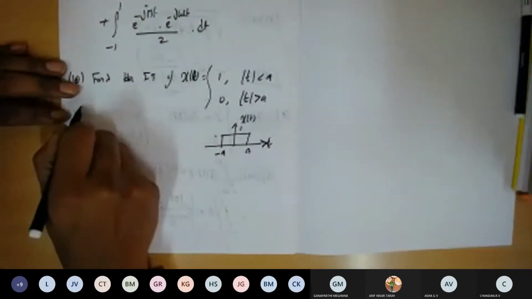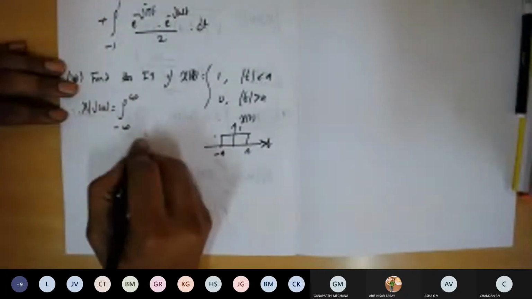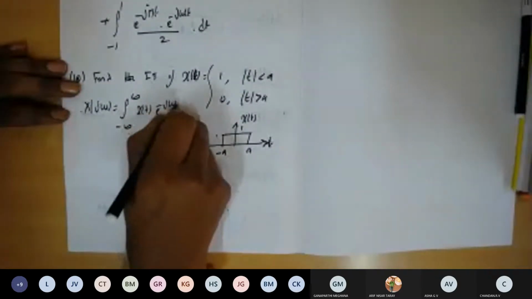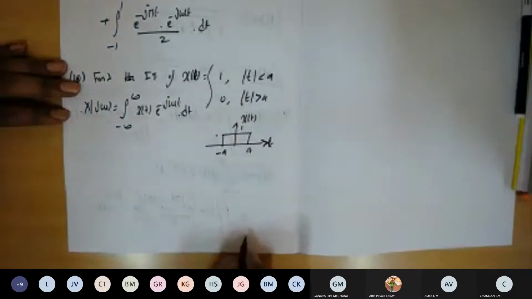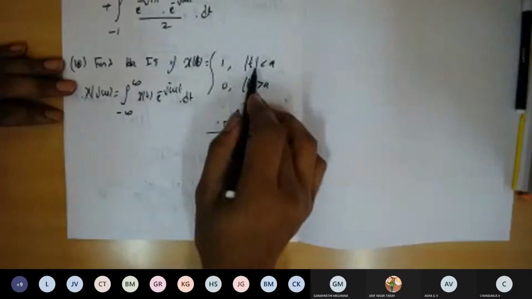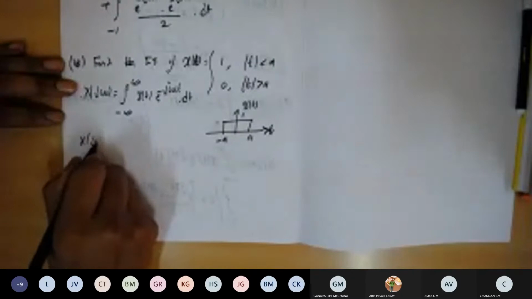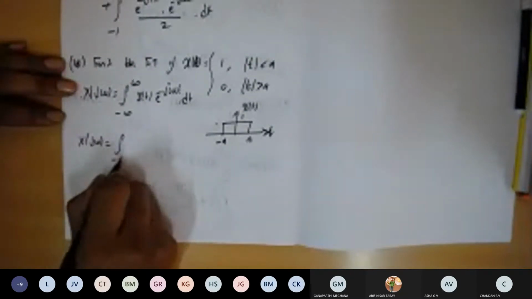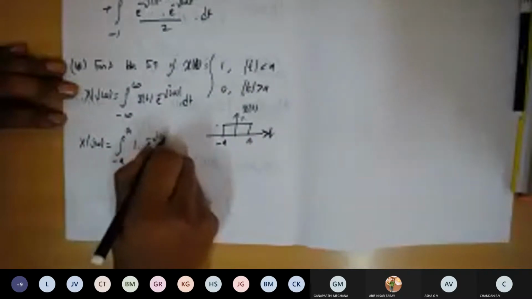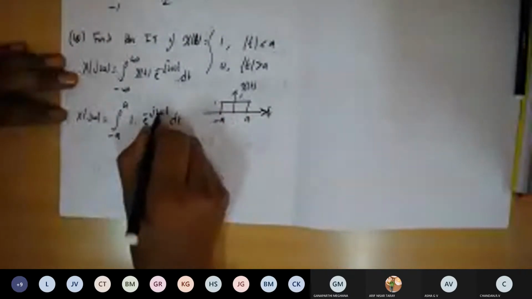Let us write the formula for the Fourier transform. X of j omega is equal to the integral from minus infinity to plus infinity of x of t into e to the power of minus j omega t dt. We know x of t is equal to 1 from minus a to plus a and 0 elsewhere, so we change the limits of the integral accordingly. It is the integral from minus a to plus a of 1 into e to the power of minus j omega t dt.